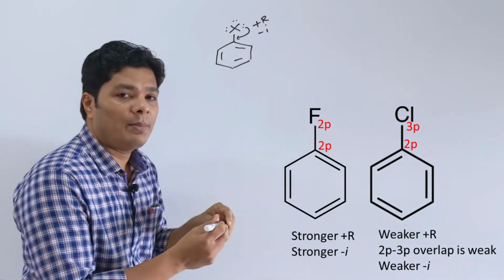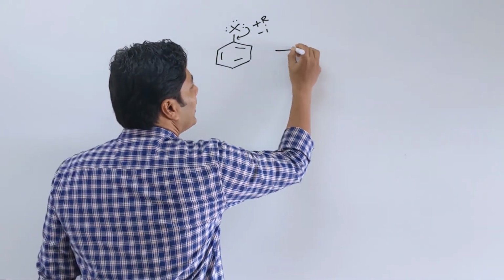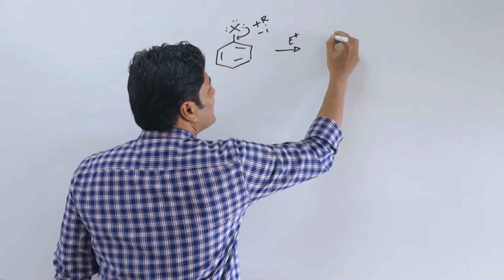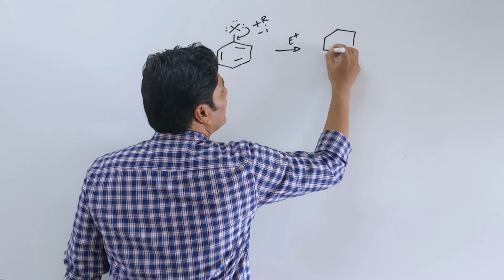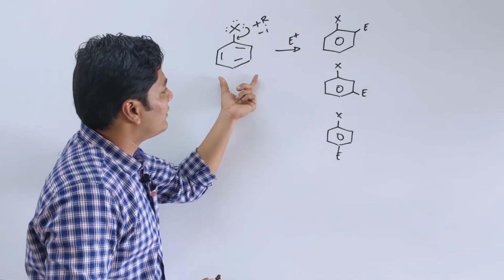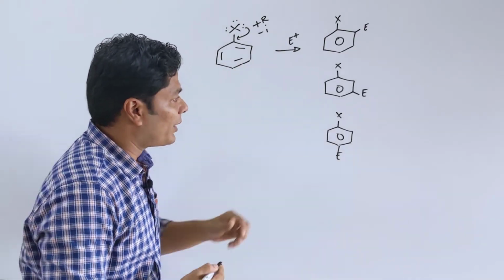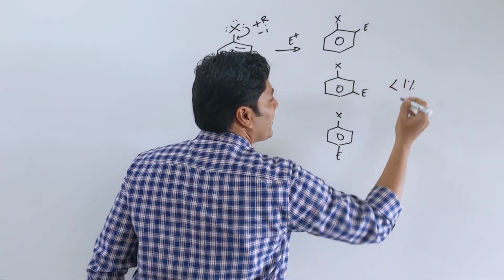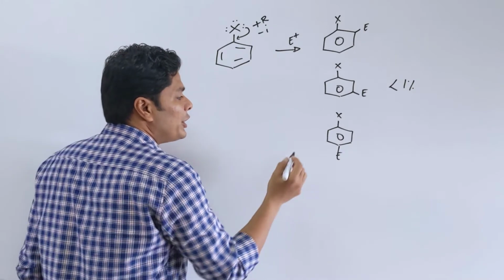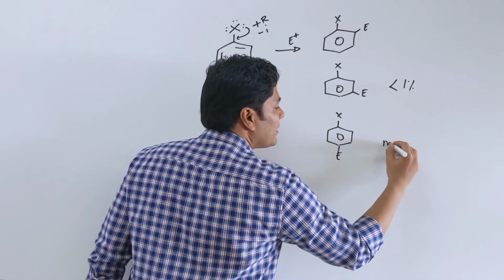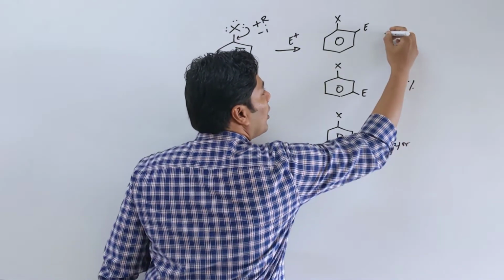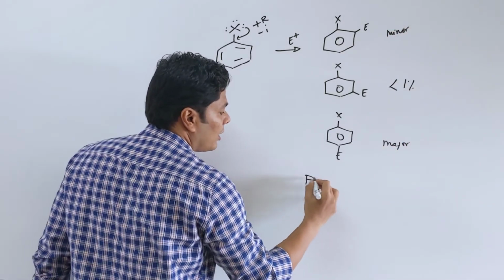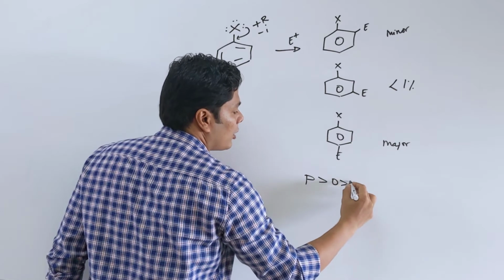Because of this combination of effects, when you put an electrophile along with a halobenzene, you end up getting all three products, but your meta is going to be the least. It's less than 1%, so it's actually not considered a product. Your para is going to be the most. So para is considered the major product and ortho the minor product. The order in which you get the products is para greater than ortho greater than meta.